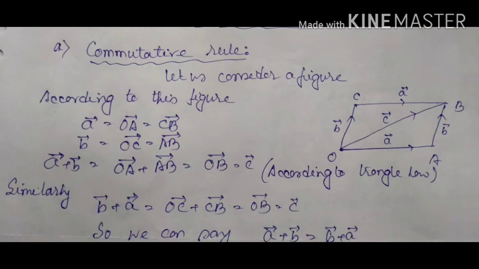Now A vector plus B vector is equal to OA vector plus AB vector, that is equal to OB vector, that is also equal to C vector, according to vector triangle law. Similarly, we can write B vector plus A vector is equal to OC vector plus CB vector is equal to OB vector, that is equal to C vector. So we can say A vector plus B vector is equal to B vector plus A vector. This condition is known as commutative law.